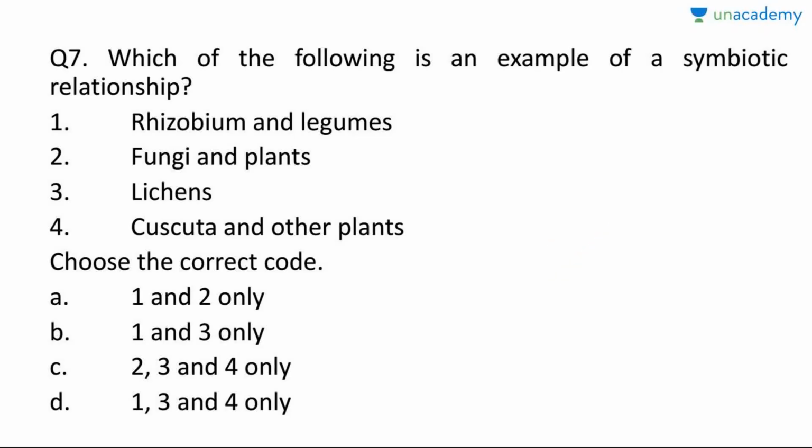Question number 7: which of the following is an example of a symbiotic relationship? Rhizobium and legumes, fungi and plants, lichens, cuscuta and other plants. Rhizobium and legumes are symbiotic because legumes have nodules in which the bacteria rhizobium survives, like hemoglobin and all that, and it helps in absorption. Fungi and plants definitely not, they are usually parasitic, except in the case of mycorrhiza, that is a very different issue. Lichens are obviously symbiotic, and cuscuta reflexa is again a parasitic plant.